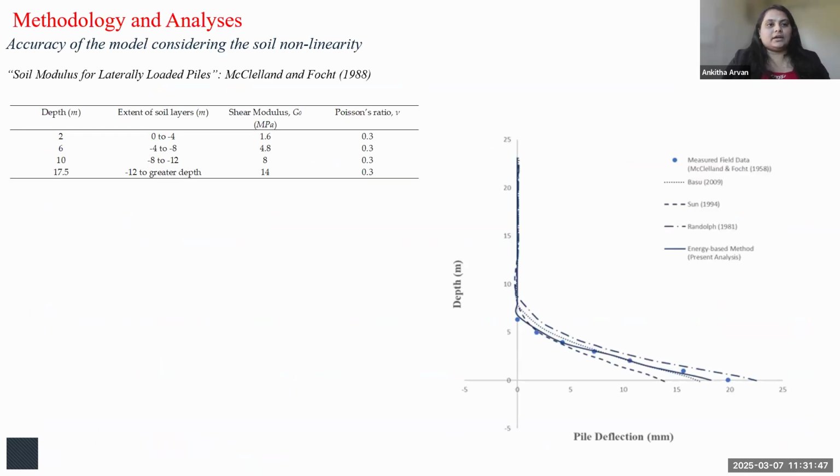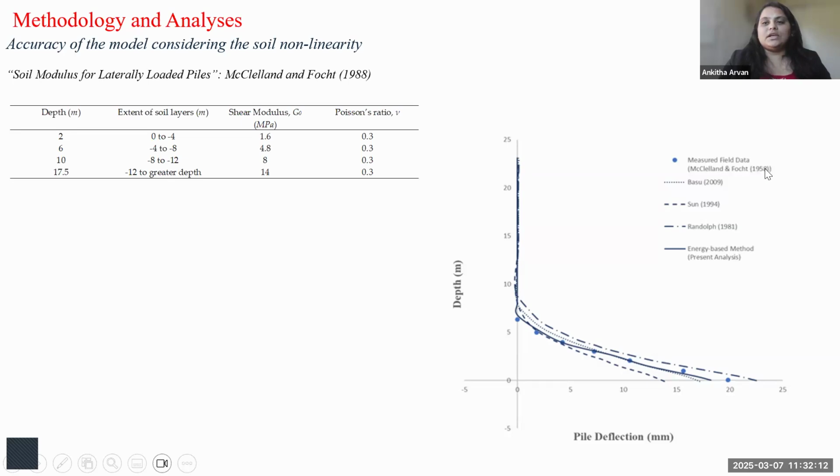Similar to the previous part A of the study, I've done some studies to understand the soil non-linearities effect on different layers of the soil, mainly for laterally loaded piles. As you see in the table, the depth and the extent of soil layers were given. This study was by McClelland and Focht. They gave the shear modulus variation and the Poisson's ratio.